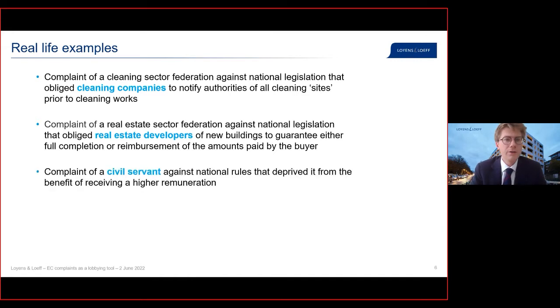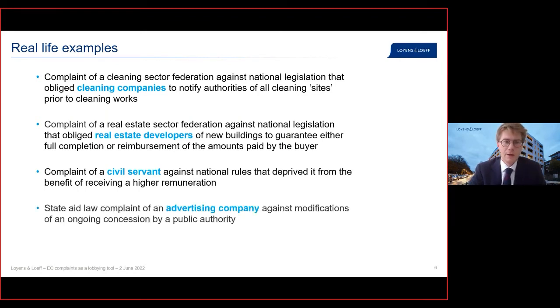Another example is a complaint of a civil servant because he receives lower remuneration than his colleagues because he has another statute. This could also be in violation of EU law, and therefore a complaint could also be considered if, on that national level, there is no result of any contacts you have with the authorities. And lastly, another sort of complaint that is often used to move things is a state aid complaint.